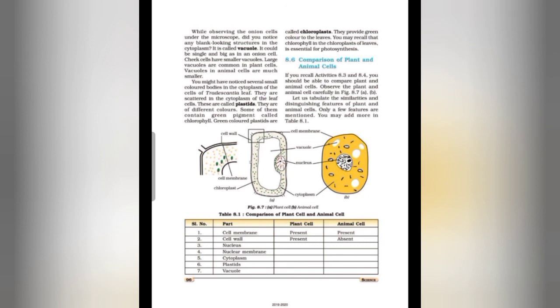So students, with this comparison of plant and animal cell, our chapter is completed. So students, in this chapter we have studied that the cell is the basic structural and functional unit of life.